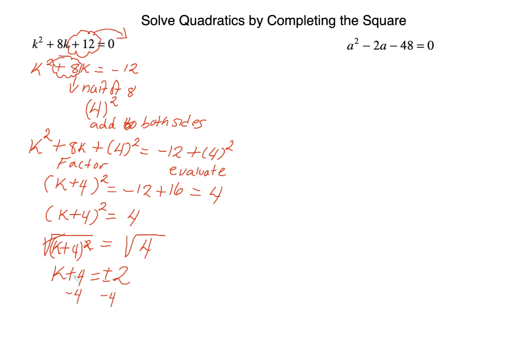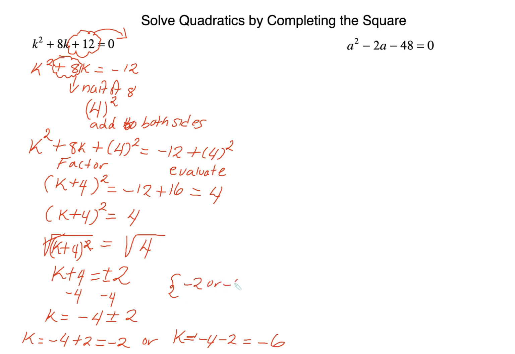And then solving for k, I'm going to have to subtract 4 on both sides, or you can think about, okay, I'm taking this positive 4 over the equal sign. You're going to get negative 4. So k has a value of negative 4, which is plus or minus 2. So k is either negative 4 plus 2, which gives you a value of negative 2, or k is equal to negative 4 minus 2, which is negative 6. So your answer for k is either negative 2 or negative 6.